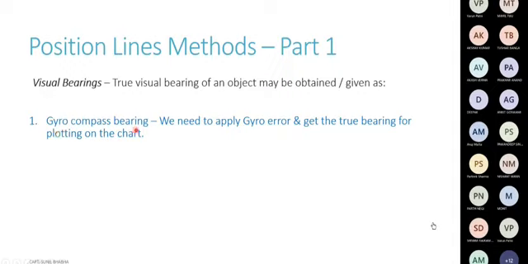Now, if a gyro compass bearing is given to us, we need to apply the gyro error. Gyro error will also be given to us in the question. We need to get the true bearing of the object for plotting on the chart. Whenever we plot on the chart, we always plot true bearings. We never plot compass bearings. Gyro compass or standard compass bearings are never plotted on the chart.